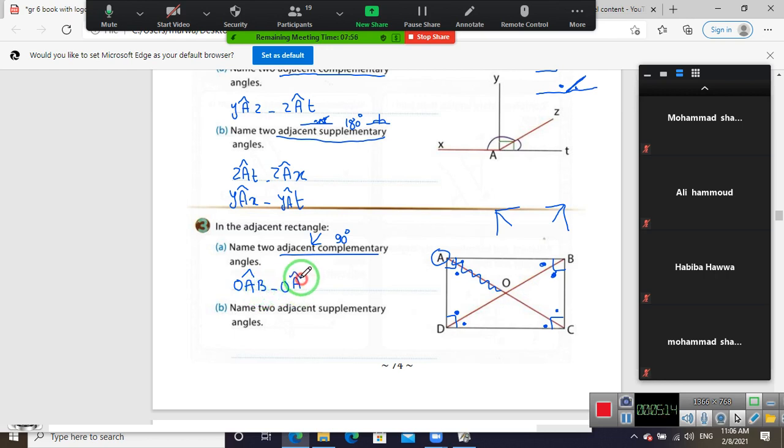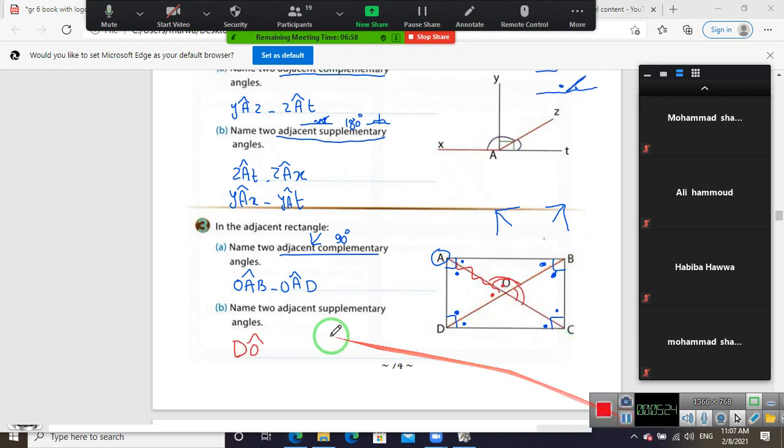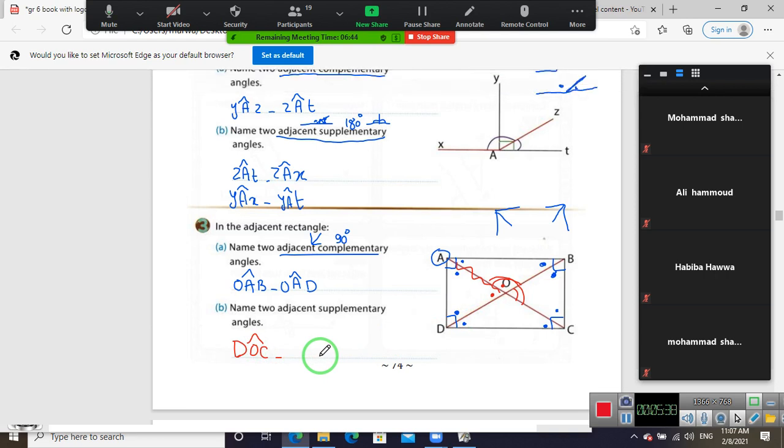Now, who wants to tell me two adjacent supplementary angles? I will help you. The supplementary angles are from the diagonals. I will choose now. Rama said BOA, BOC. I will choose DOC, COB. So the supplementary angles are from the diagonals and the complementary angles are from outside. So DOC and COB, they form the letter Y.